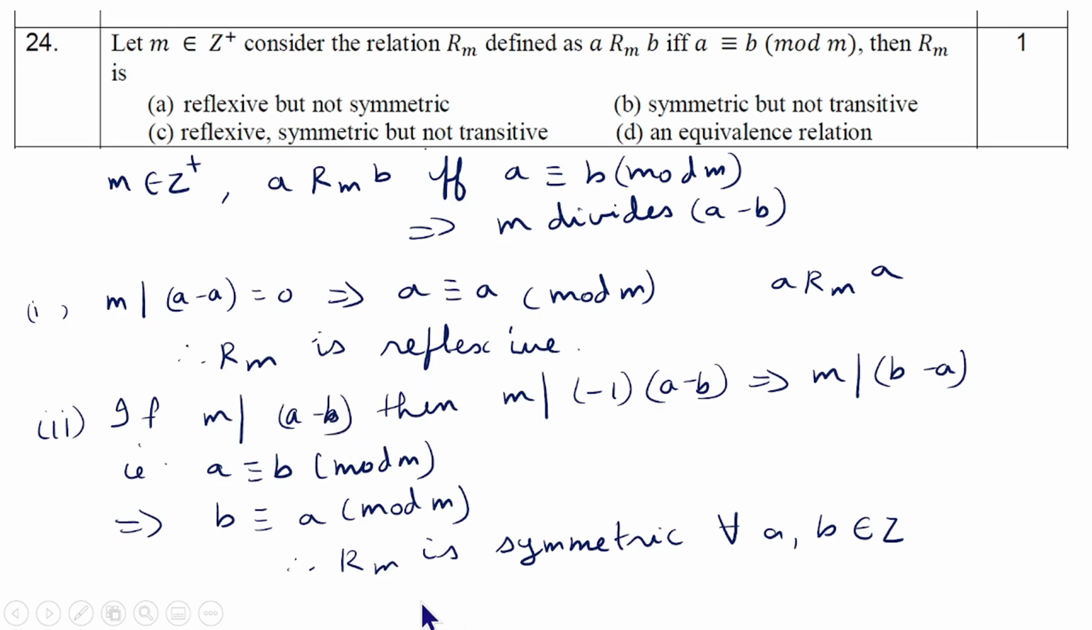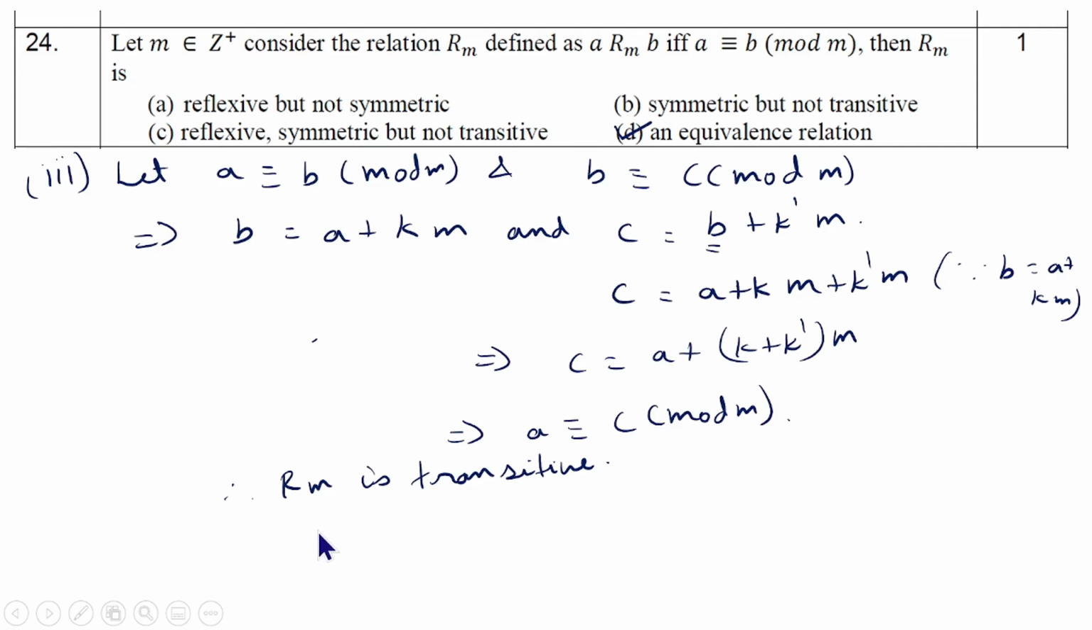Now we have to see whether Rm is symmetric. That is, if we take a congruent to b mod m, then we have to get b congruent to a mod m. If a is congruent to b mod m, then m divides a minus b. If m divides a minus b, then m divides minus 1 into a minus b, which means m divides b minus a. So from this we see that if a is congruent to b mod m, then b is congruent to a mod m. Therefore Rm is symmetric.